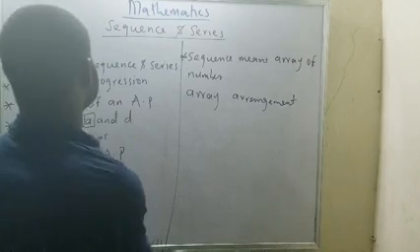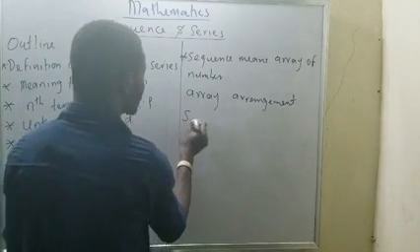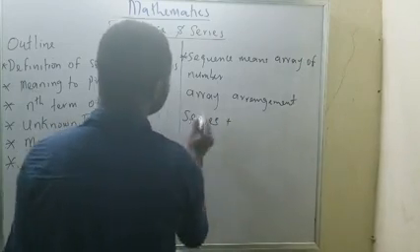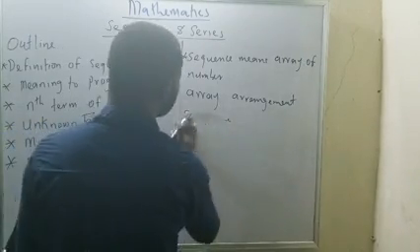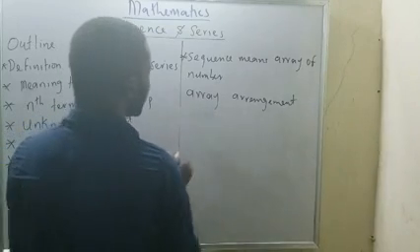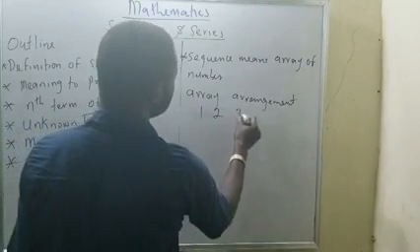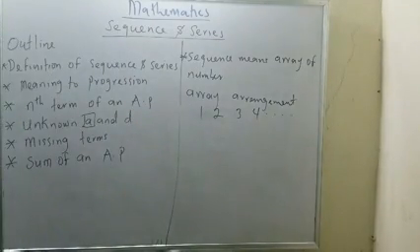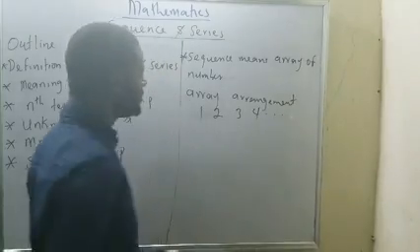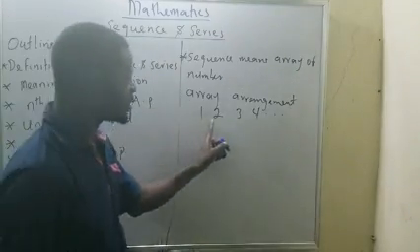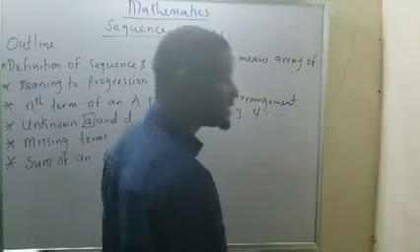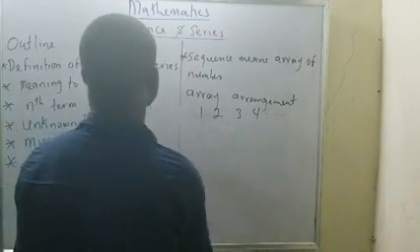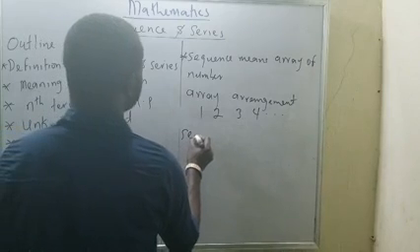Now, let me give an example of a sequence. We have 1, 2, 3, 4, and so on and so forth. This is an example of a sequence. It is in ascending order, which means it's increasing.